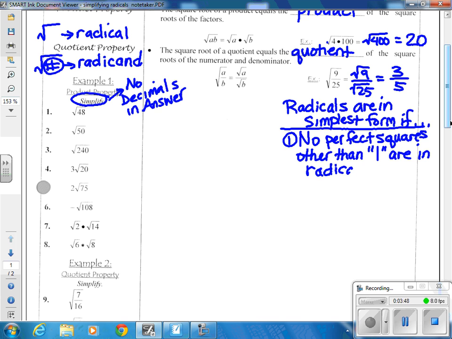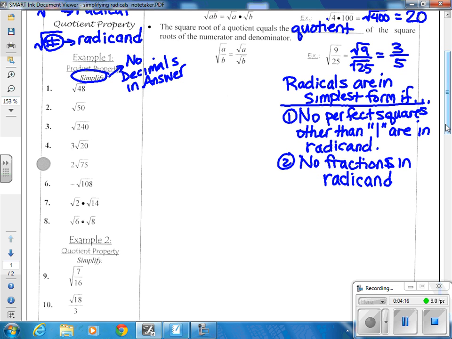Which means if you have more perfect squares under that radical sign that you can take out, you are not officially in simplest form. All right, so the second one, you are in simplest form if there are no fractions in the radicand. And what that means is that you do not have a radical sign sitting over top of an entire fraction. You can have a radical sign in the numerator, right, but not over the entire fraction, or your fraction still needs to be simplified more.